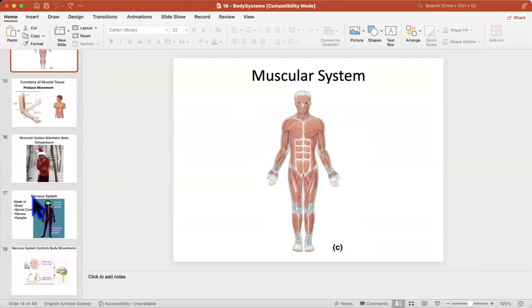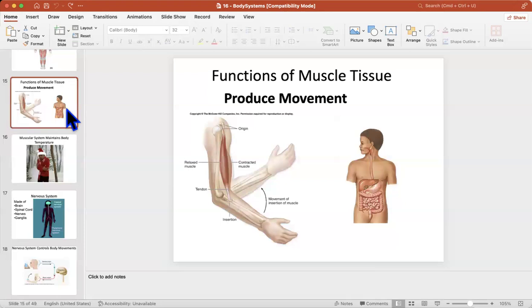Next system, muscular system. This system is made of muscles, and muscles' main function is to produce movement. We have three kinds of muscles. Skeletal muscle, that's the one you can voluntarily control. Smooth muscle, you cannot control. That's in your inner organs. And cardiac muscle, that's the muscle in your heart. Totally three kinds of muscles, and you can only control the skeletal muscle. And you also have a lot of skeletal muscle.